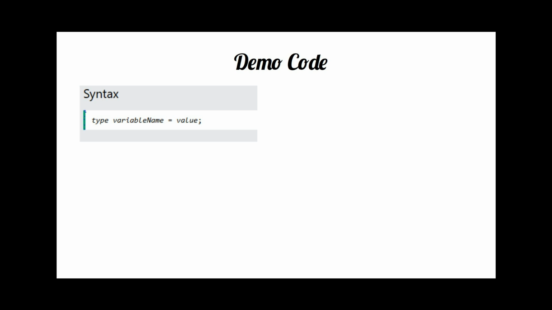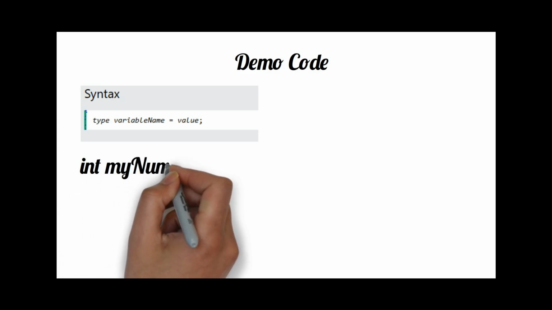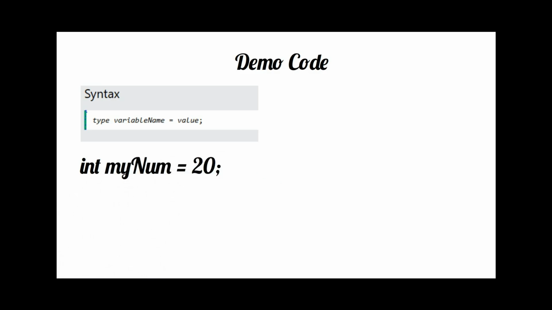Now here I'll write one code. Just see this. First, what is the data type of it? Data type I'm mentioning as int. Next I'm defining the variable name. So the variable name is my num. Okay. Then I'm putting equal to and I'm assigning 22.